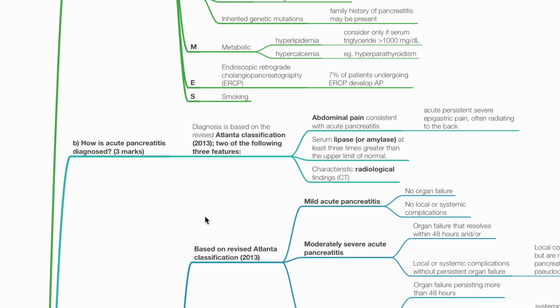B. How is acute pancreatitis diagnosed? Diagnosis is based on the revised Atlanta classification 2013, with two of the following three features present: abdominal pain consistent with acute pancreatitis, serum lipase or amylase at least 3 times greater than upper limit of normal, and characteristic radiological findings such as that found in CT scan.